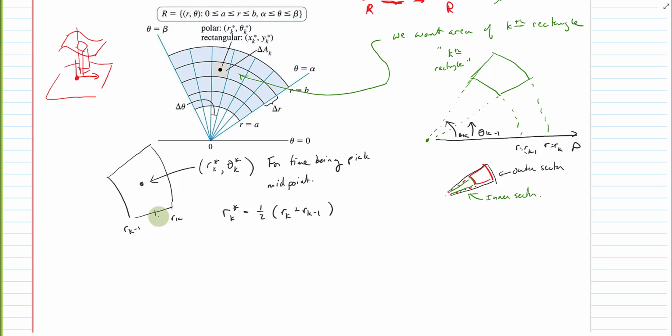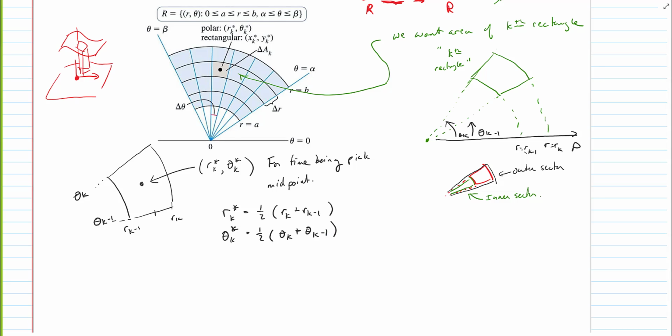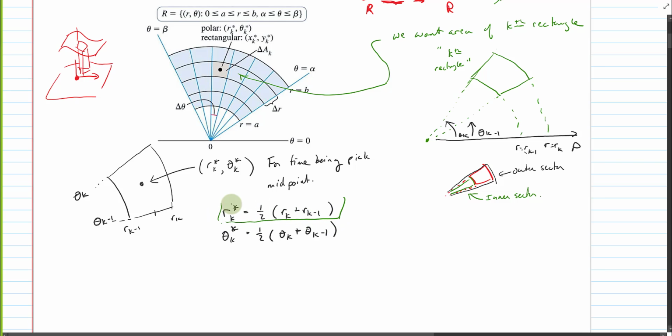And then what will my theta k star be? Again, I want the middle theta value. So this is given by some theta k minus 1, and this is given by some theta k. My theta k star is just the average of those two. This isn't actually going to be necessary, the theta k star, for what we're about to do, but we are going to need this description. So keep this description in mind as we go through this derivation.